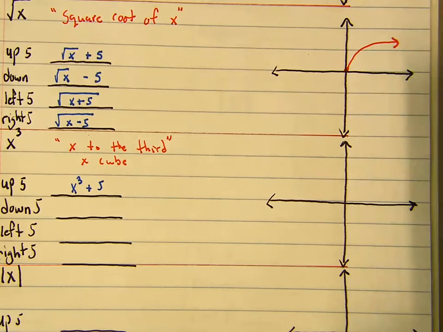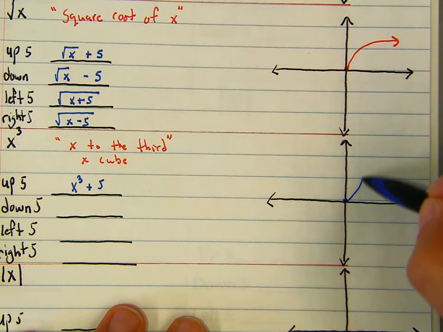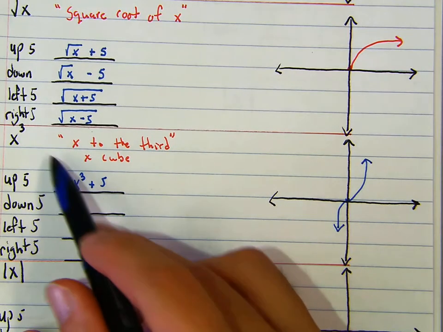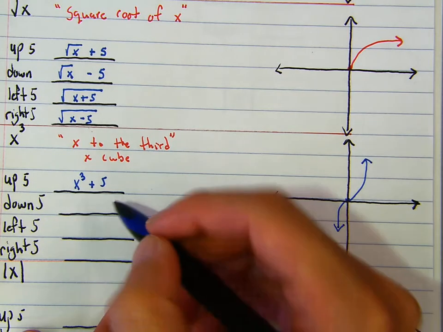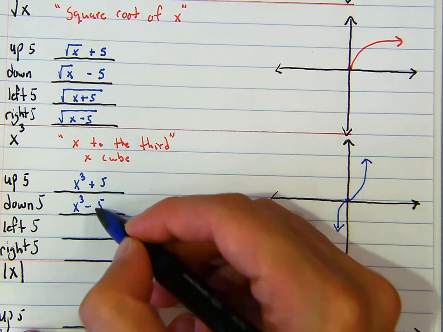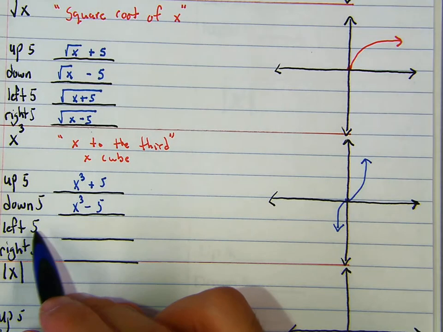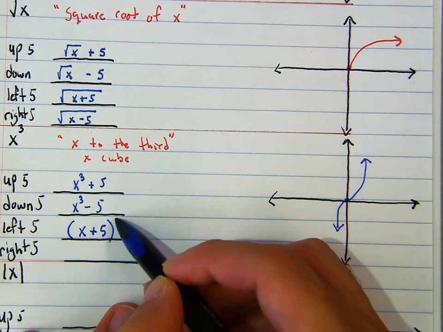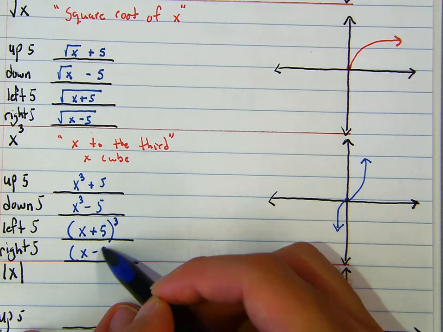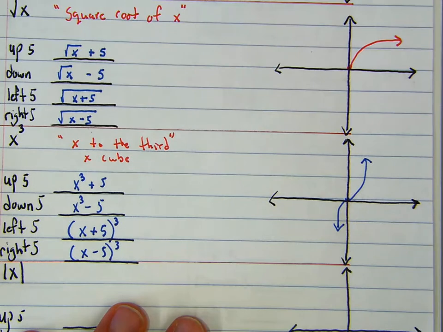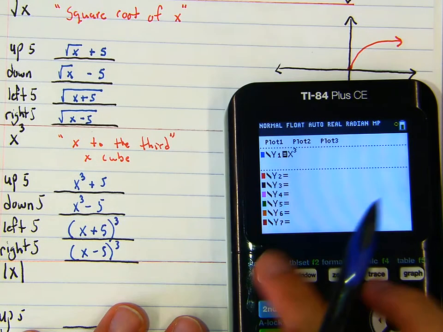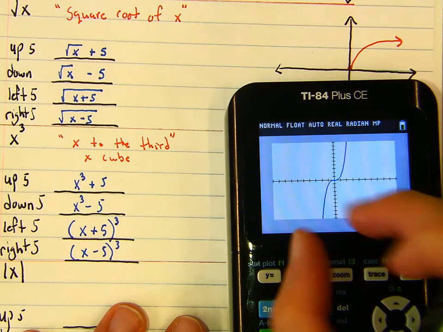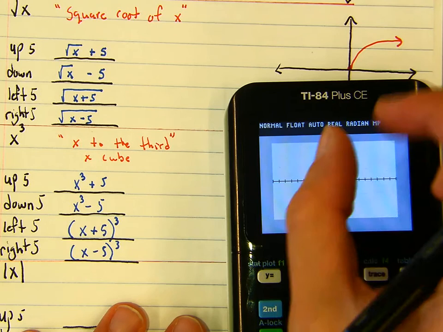It looks like this. So notice that, let's put this in blue, which is the original, right? And how do I make the graph of x cubed go up 5? It would be x cubed plus 5. X cubed minus 5. What about left 5? This is left 5, right 5. Before you move on, be sure that you could plug all of these in to see the graph of x cubed shift left, right, up, and down.